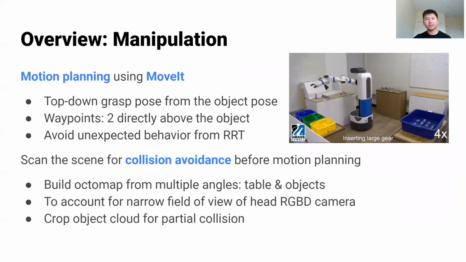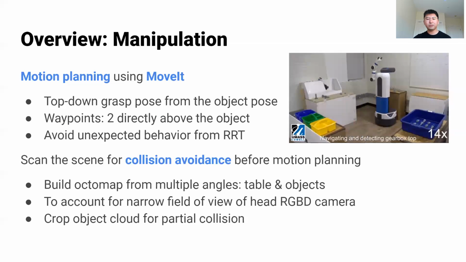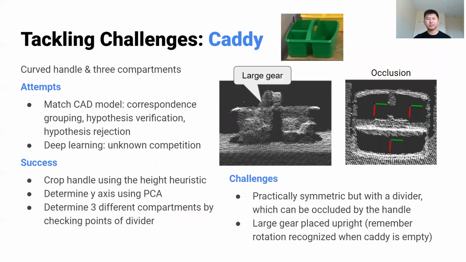Before any manipulation, the robot will scan the scene for collision avoidance. It will build an octomap from multiple scans at different angles. Having these angles is to account for the narrow field of view of the head RGBD camera. After the scan, to allow the robot to touch the object it's going to manipulate, we crop the object out. We didn't use the built-in MoveIt feature, which requires us to match each single object.